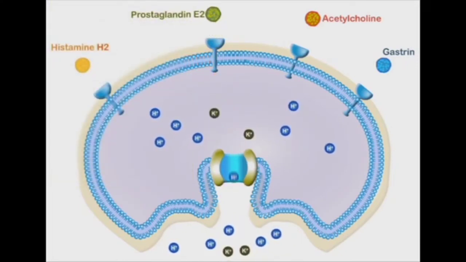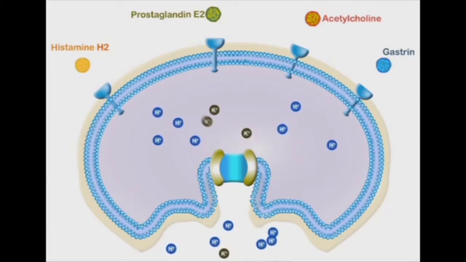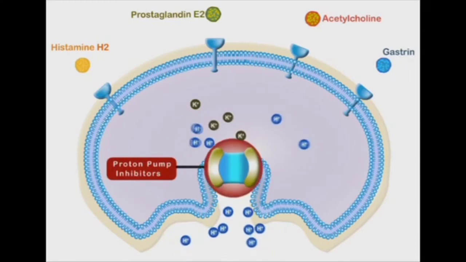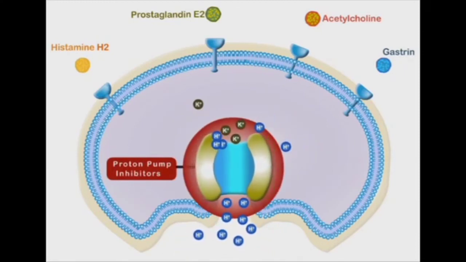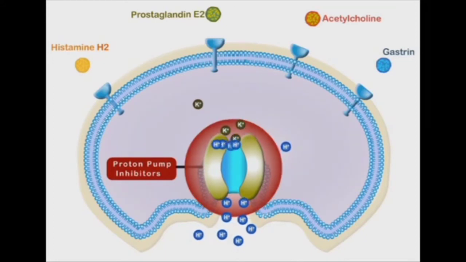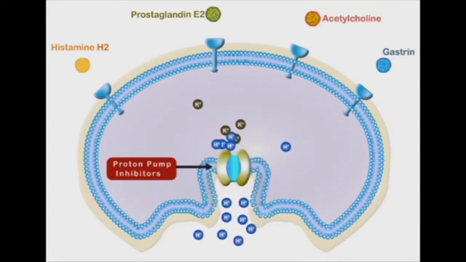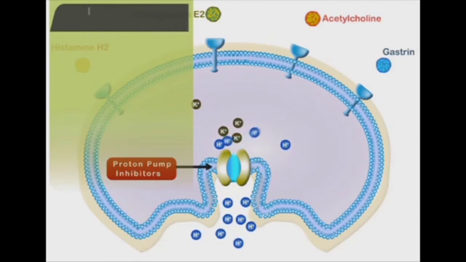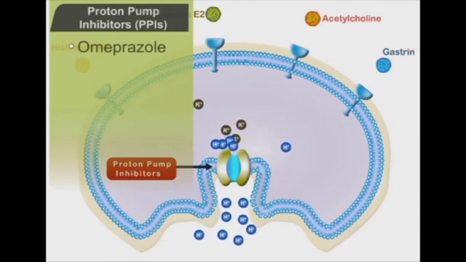Logically, direct closure of proton pumps will significantly decrease the gastric acid secretion. In fact, proton pump inhibitors group is the most effective suppressor of gastric acid secretion. Proton pump inhibitors include omeprazole and esomeprazole.